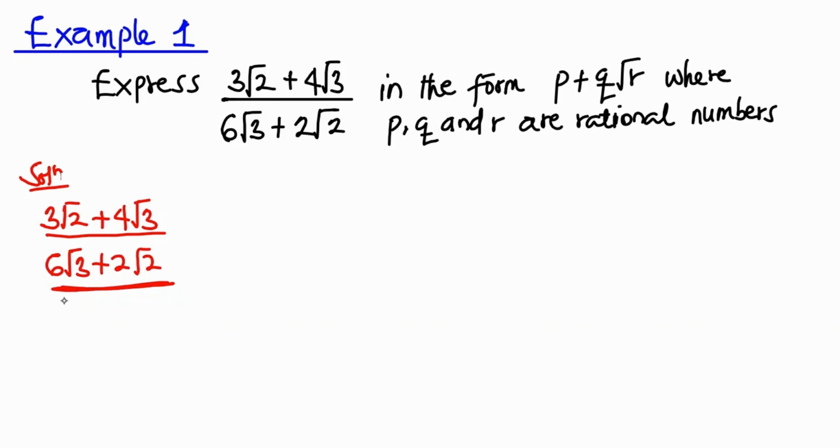So now the whole idea is to find the conjugate of the denominator, that is 6 root 3 plus 2 root 2, and after that we rationalize. Finding the conjugate simply means that we change the sign in between 6 root 3 and 2 root 2 to its opposite sign. The opposite sign of plus here is minus. Now when we have that, we multiply both the numerator and denominator by the conjugate of the denominator, that is 6 root 3 minus 2 root 2.